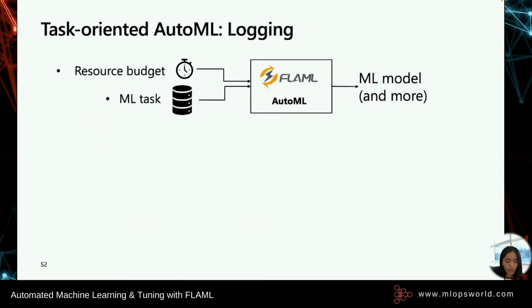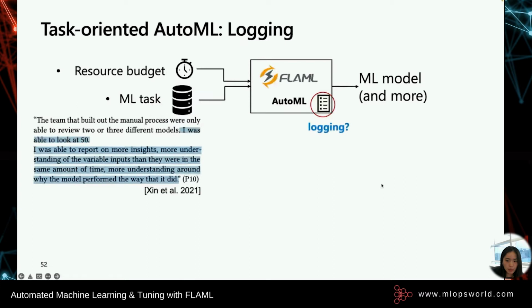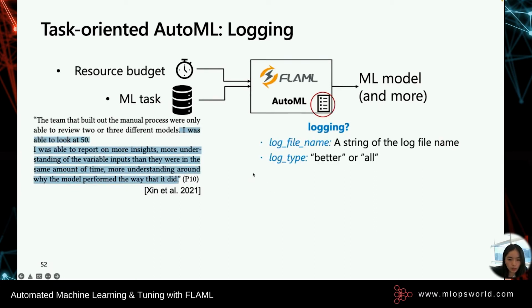The next useful customization is about logging. One of the survey participants in this paper mentioned that, compared to the team who built out the manual process and were only able to review 2 or 3 models, he or she is able to look at 50 models and get more insight and understanding on why the model performed the way it did. This comment indicates that the trials and errors produced during the AutoML process can be very meaningful information to improve people's understanding of their ML problem. So you may want to log the search trajectory of the AutoML process.